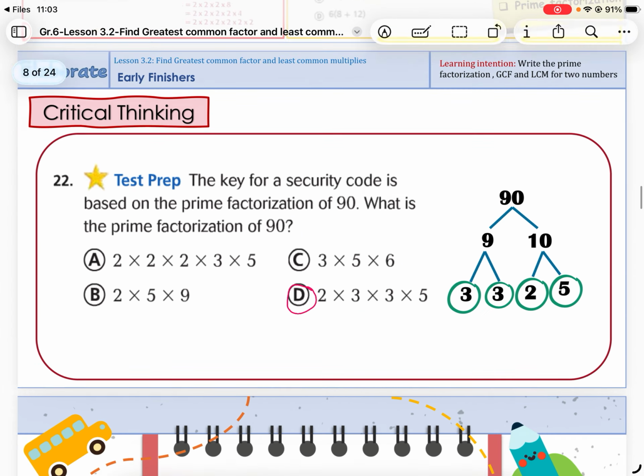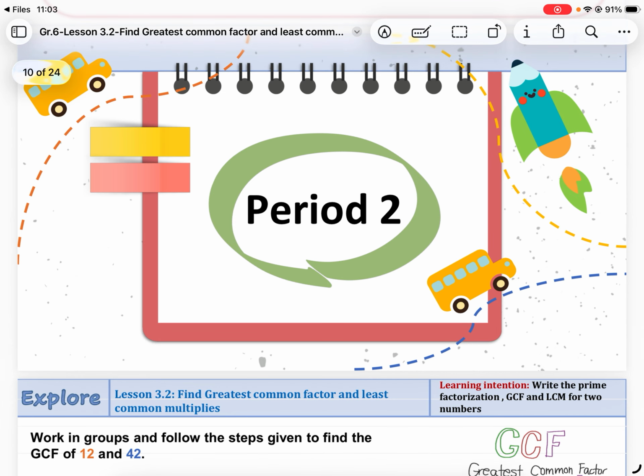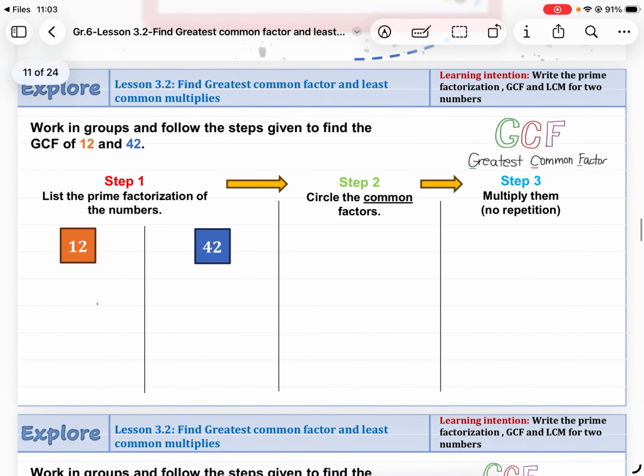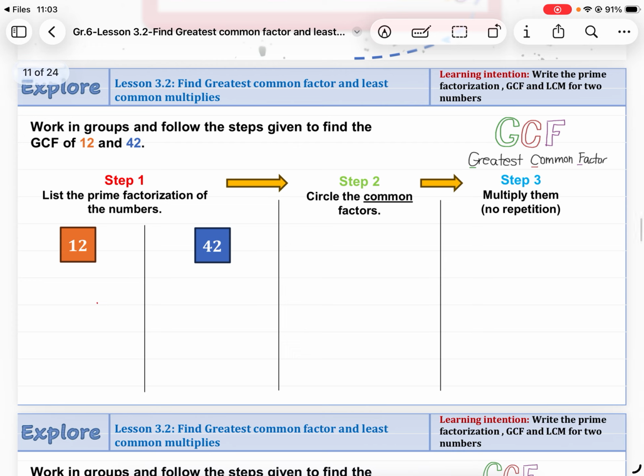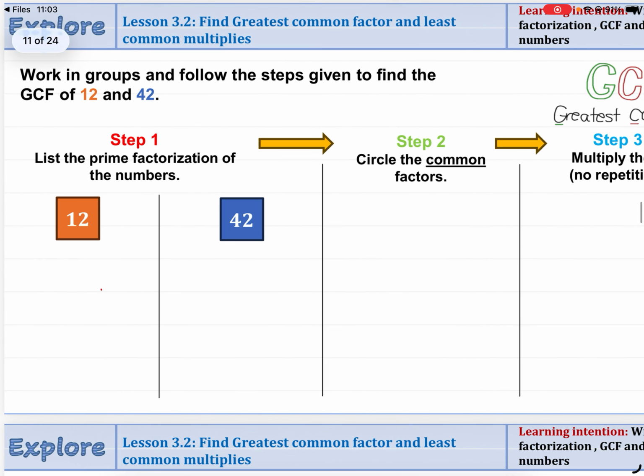So that's part 1 of finding the prime factorization of this lesson, finding the GCF and LCM. Okay, let's move on now to part two. Part two is about finding the greatest common factor, which is finding the GCF. Let's go.